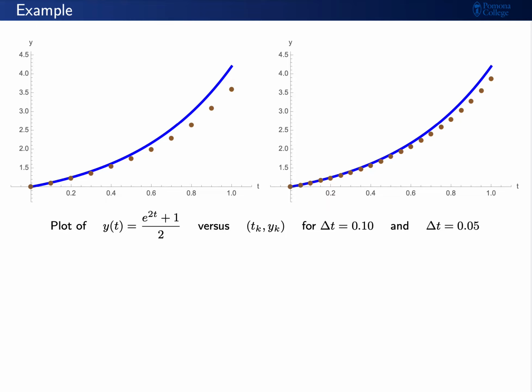On the right, we have a much better approximation by choosing a smaller step size. On the right, h equals half of what it was before, namely 0.05. Here you can see not only are there more gold dots, but the gold dots have a better approximation. They are better placed towards the blue line, which is the actual solution.